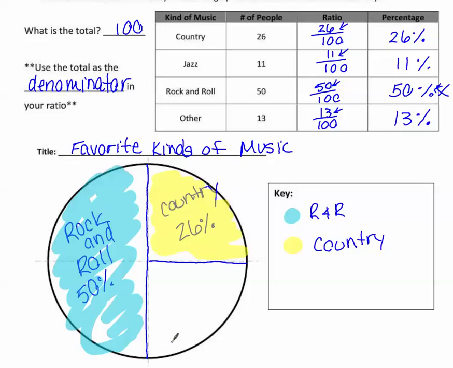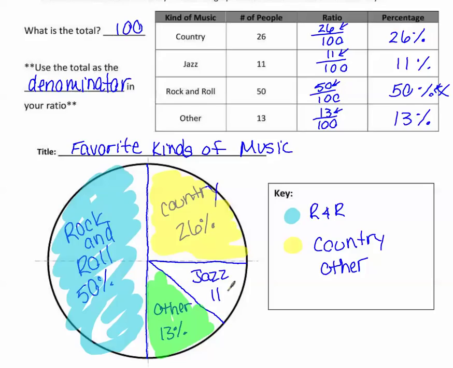All right, now I have a quarter left. And I know half of the quarter is 12.5%. So, are we really going to be able to see the difference between 12.5 and 13? Not really. So we're just going to slice this piece in half. And this piece looks a little bit bigger, so I'm going to say this one's other. And that's 13%. And then I'm going to say that the smaller piece of the two, that one is going to be jazz.